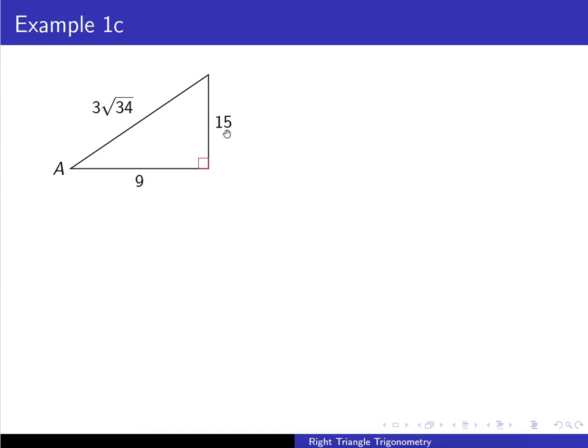All right, last up, tangent of angle A. Tangent of angle A is going to be opposite 15 over adjacent 9, and 15 over 9 reduces to 5/3. So that about wraps it up for this video.